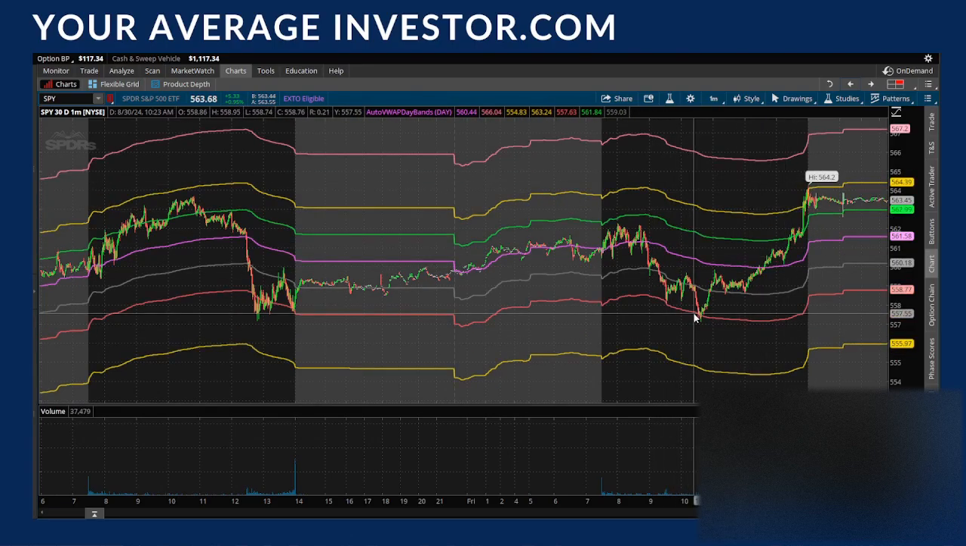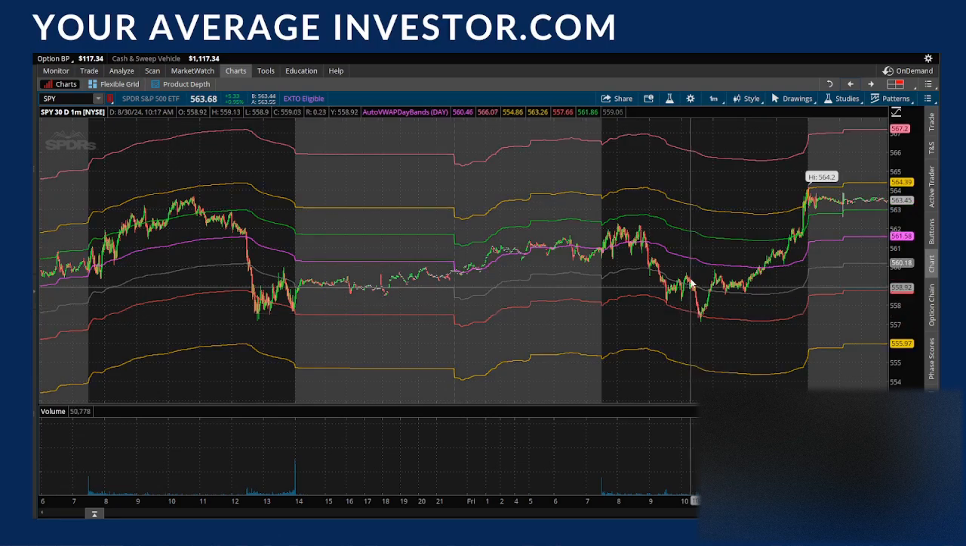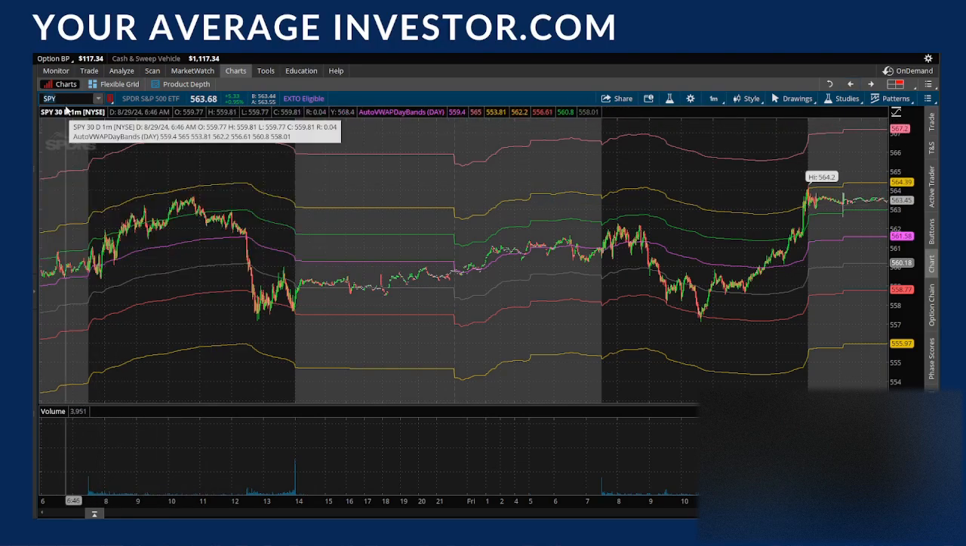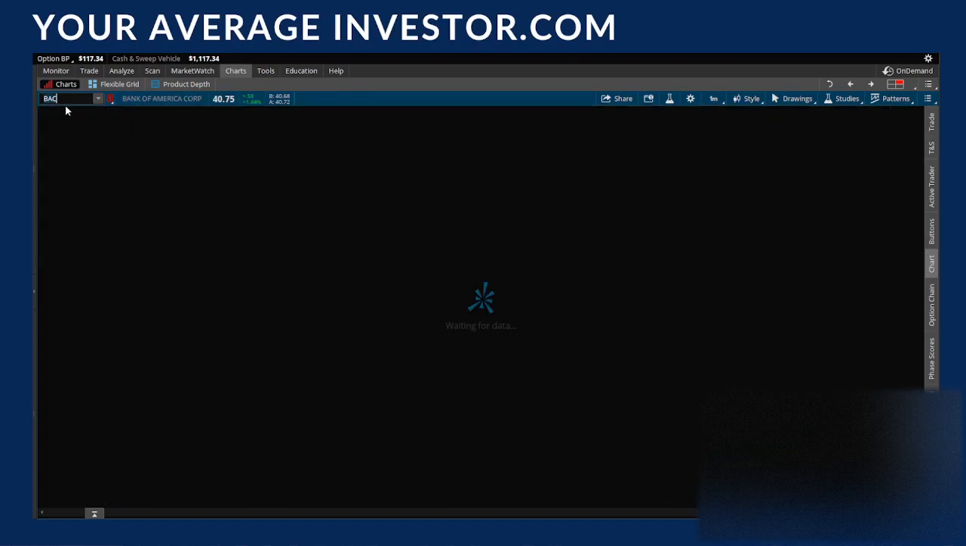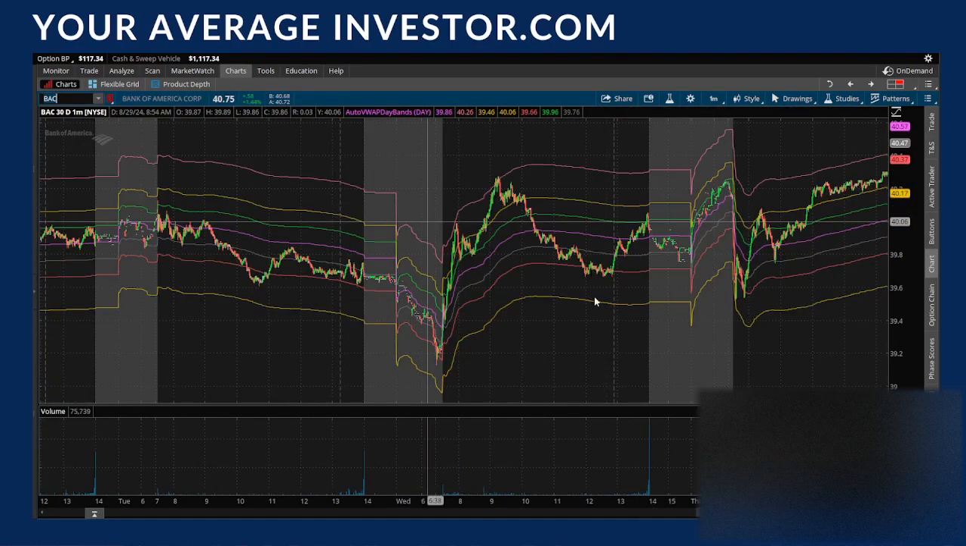So again, position sizing is king. It's the only way you're going to survive if you're playing this, but it's an excellent indicator. I like playing SPY or QQQ on it, but you can also play individual stocks, right? Maybe you don't want to play SPY because it's a big basket and you'd rather take a look at something like, I don't know, BAC as an example. I'm going to show you what this looks like.